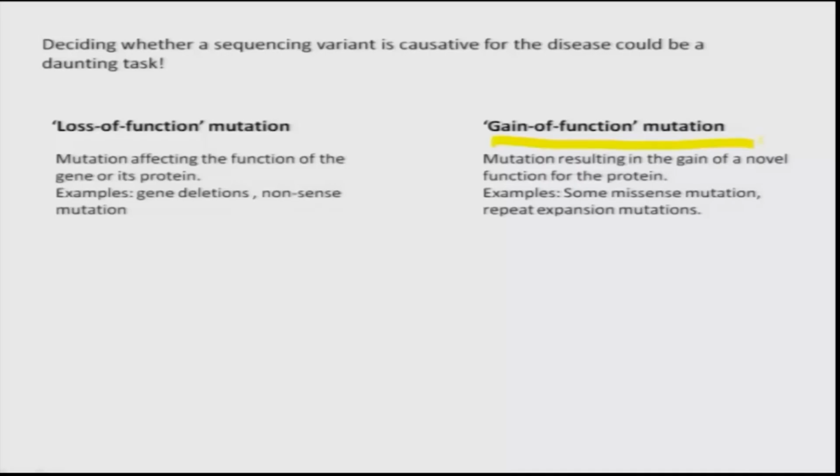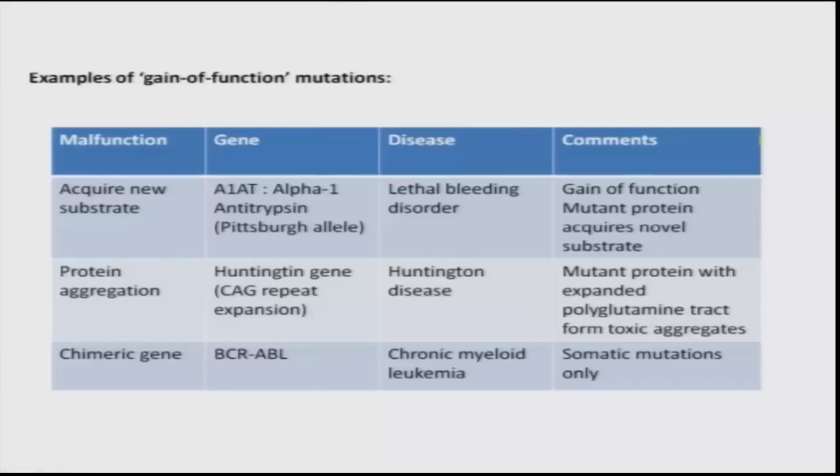For example, some missense mutation may lead to a property wherein the protein doesn't fold properly and they aggregate, and these aggregates could be toxic. This is an example I had given. So, let us look into some of these examples and how variations there can lead to so-called gain of function. I have given you three examples. We are going to look into the second and third examples in detail. The first one is very interesting.